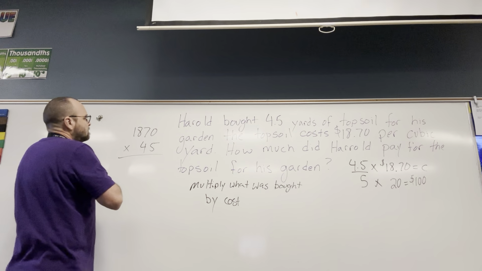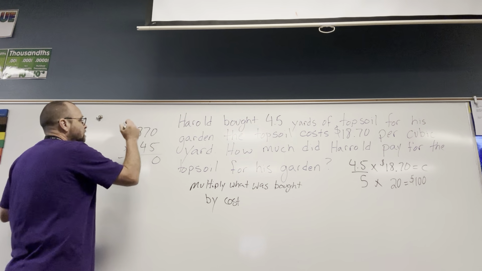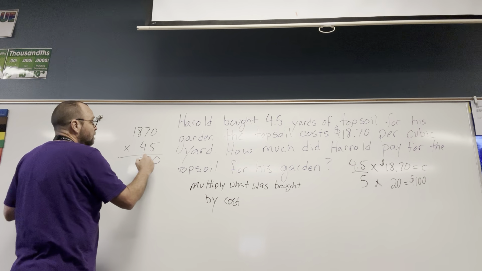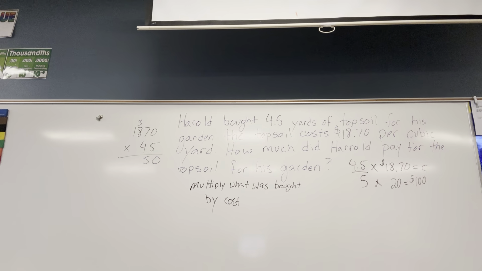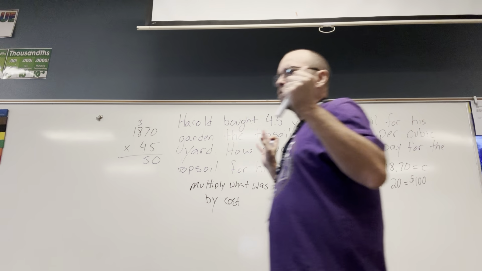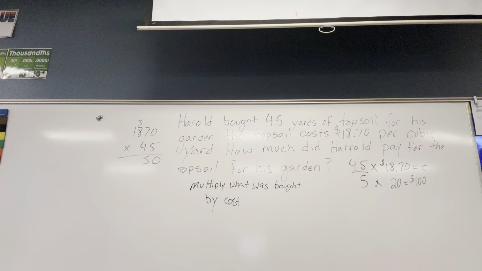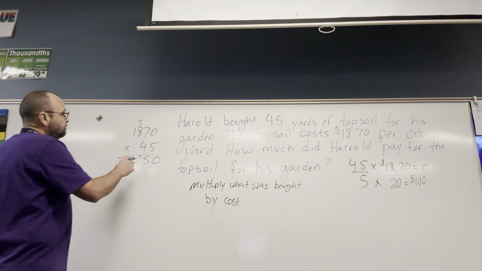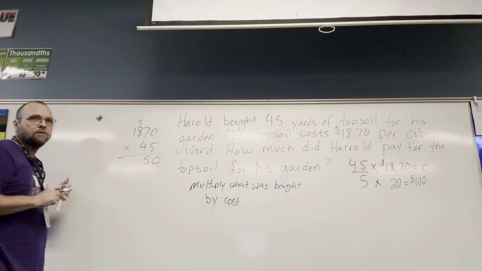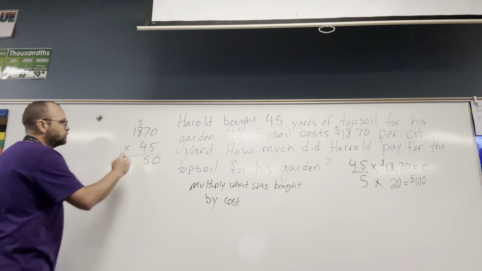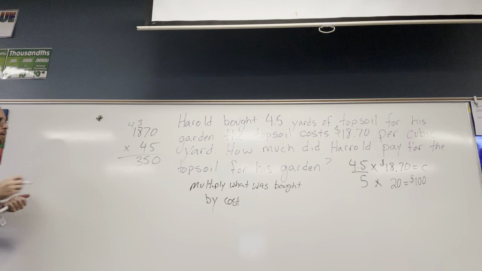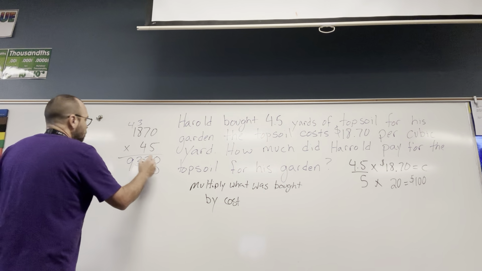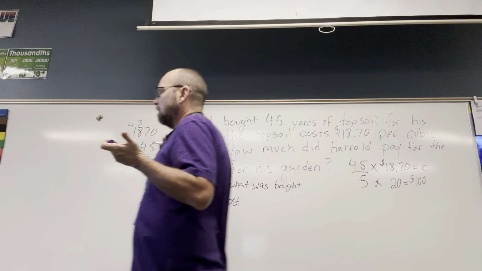5 times 0 is 0. 5 times 7 is 35. You have this on your paper. I'm 100% sure you have it on your paper because you couldn't have done it in your head. If you don't have the work on your paper, you just picked an answer. So 5 times 7 was 35. 5 times 8 plus 3. 5 times 1 plus 4. 9.